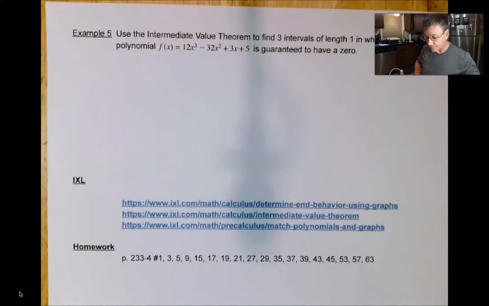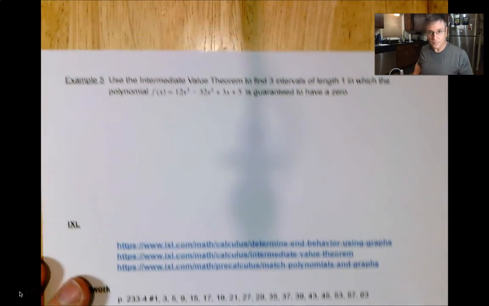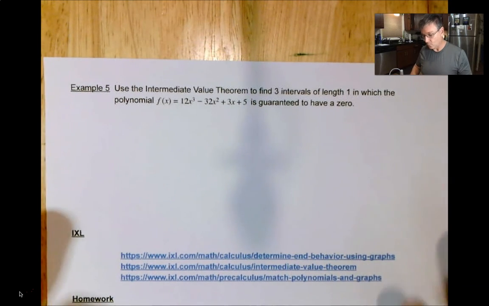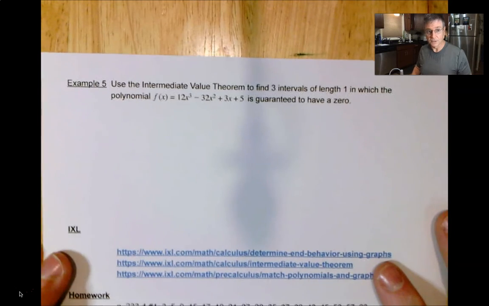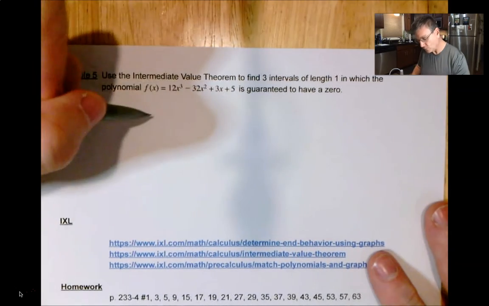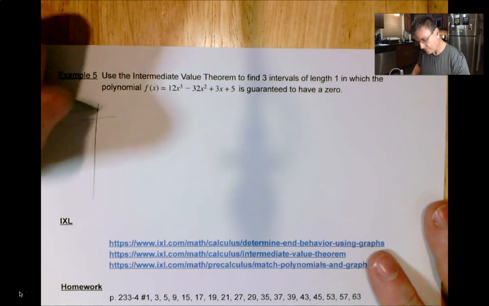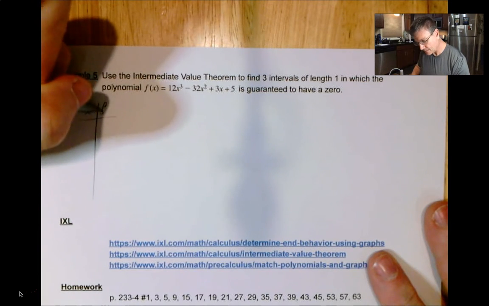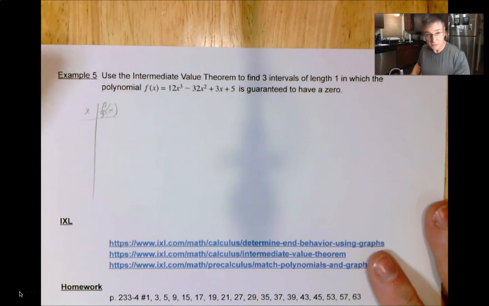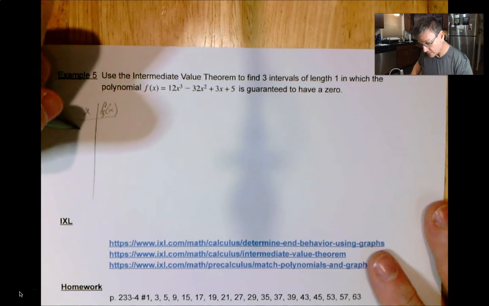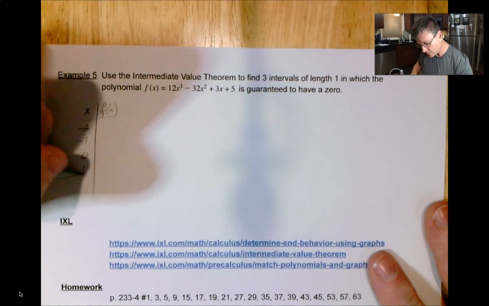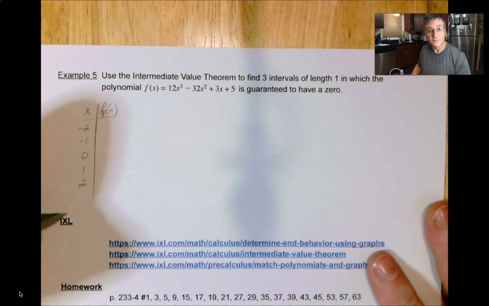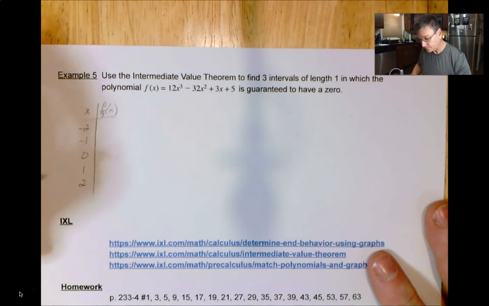And example 5. Using the intermediate value theorem, we want to find 3 intervals of length 1, which the polynomial f of x is guaranteed to have a 0. So I don't need you to graph it. We're just doing x, f of x in 1 unit intervals. Start around 0, so start maybe -2, -1, 0, 1, 2. If we need to go out further to find a third interval, we will.